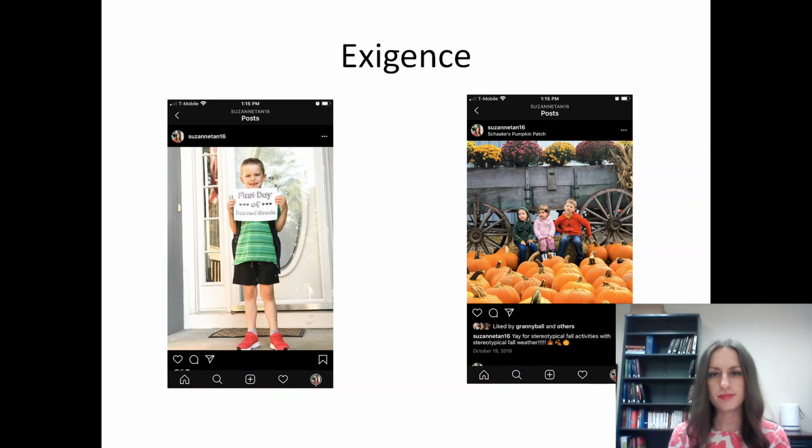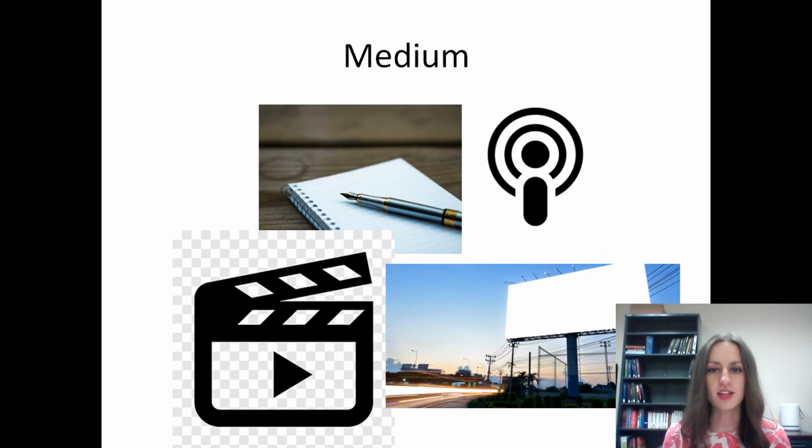All right, let's talk about medium now. So in a shortened, simple version, medium is the technical format a text is presented in.